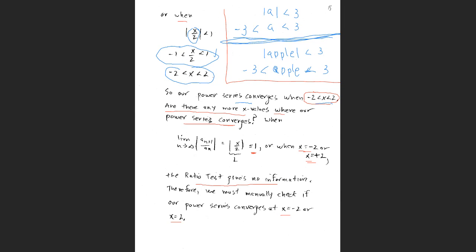But that doesn't mean we just walk away. We don't just walk away. We have to test if the power series converges at x equals -2. We have to test if the power series converges at x equals +2. And the only way we can do that, class, is by manually checking the power series at those values.